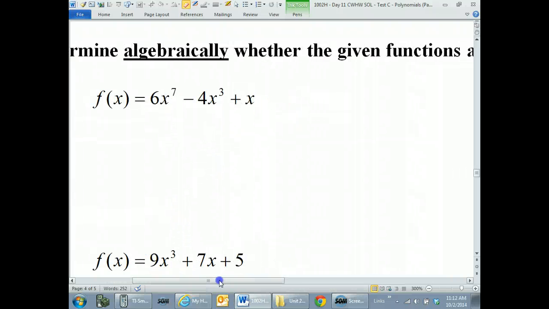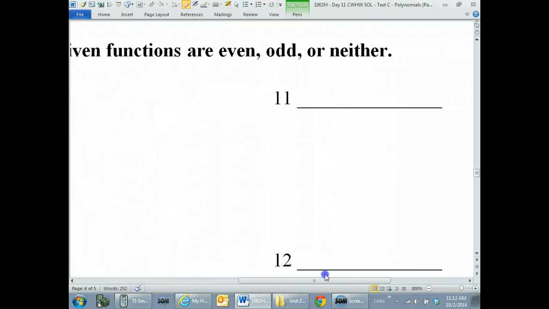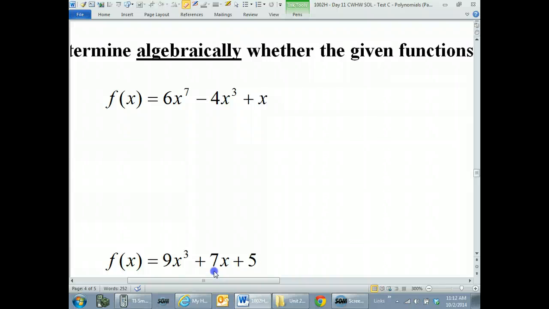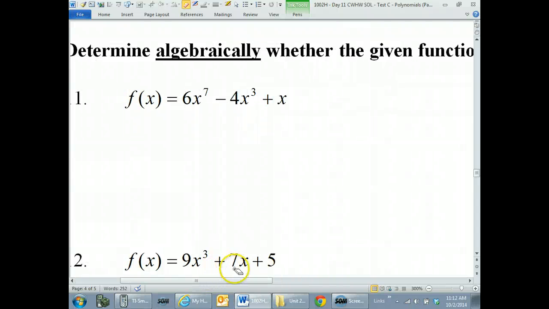Determine algebraically whether the given functions are even, odd, or neither. Now, algebraically, okay? At a glance, we should know if they're even, odd, or neither. So let's start with that, but we're going to have to do the math anyway. So show me on your fingers whether you think this is even, odd, or neither. If it's even, hold up an even number of fingers like 2. If it's odd, hold up an odd number of fingers like 1 or 3 or 5.